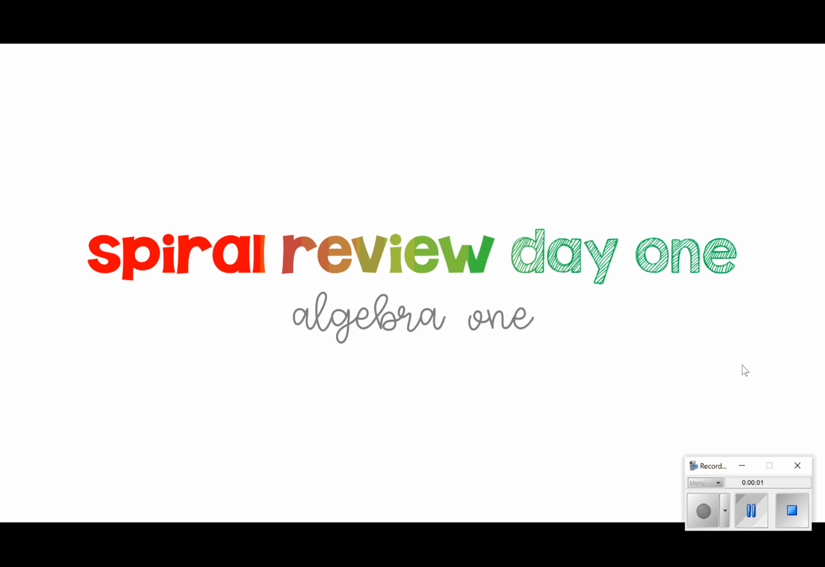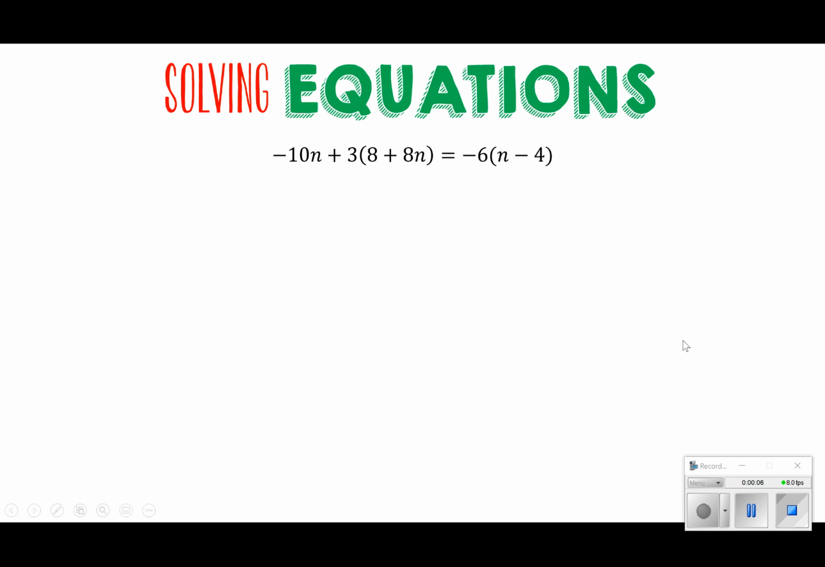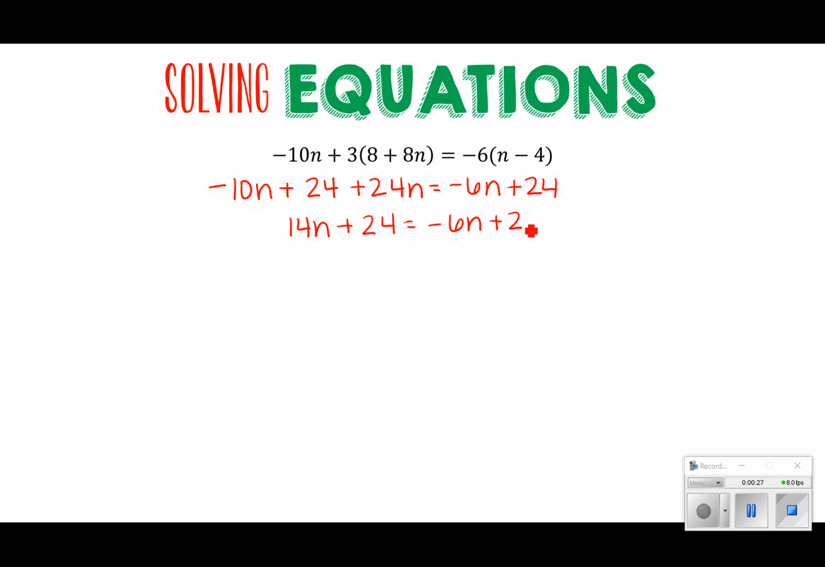Okay, this is our Spiral 1 review day 1. First off, we're going to start by solving an equation. So get rid of your parentheses first to distribute. So negative 10n plus 24 plus 24n equals negative 6n plus 24. Combine like terms on the left. So that's 14n plus 24 equals negative 6n plus 24.